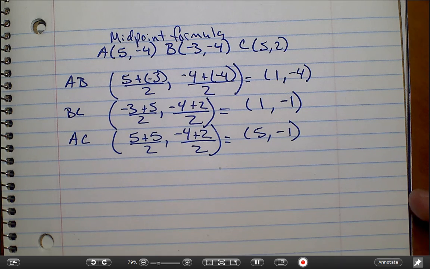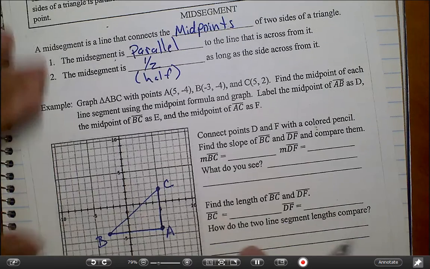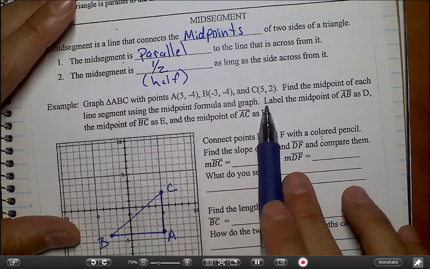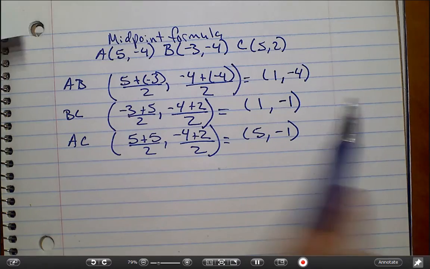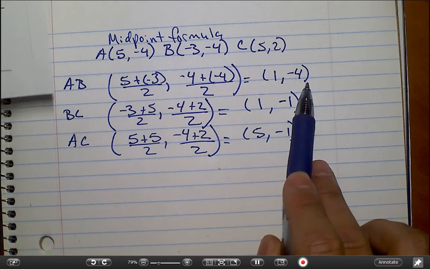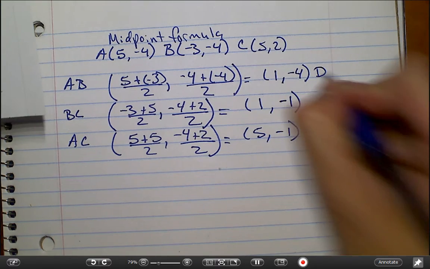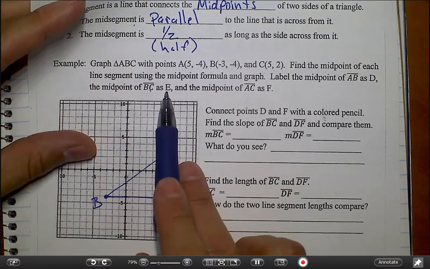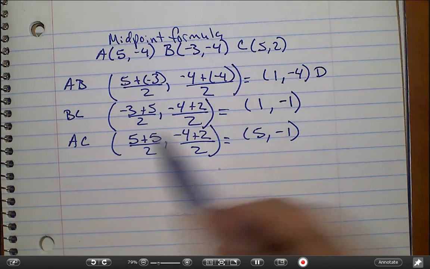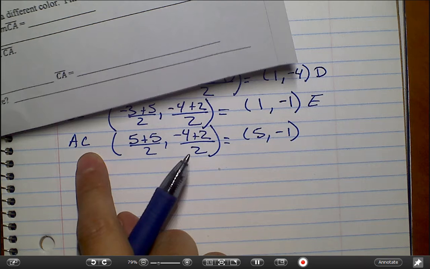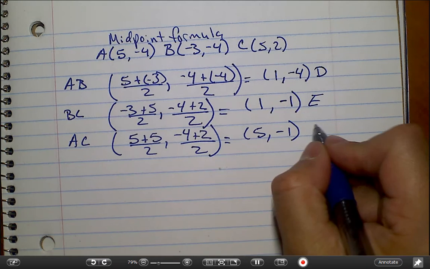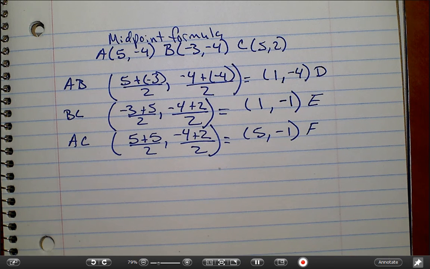Okay, so now let's go back to my page. My page right here says, label the midpoint of AB as D. So this one right here is going to be point D. Midpoint of BC is going to be called E. Midpoint of AC is going to be F. Very good. Okay, so now I have all my midpoints. So I have the midpoint of each side now.